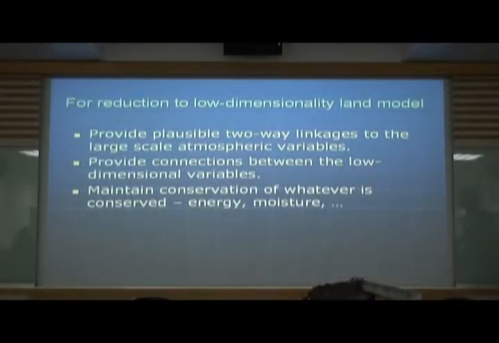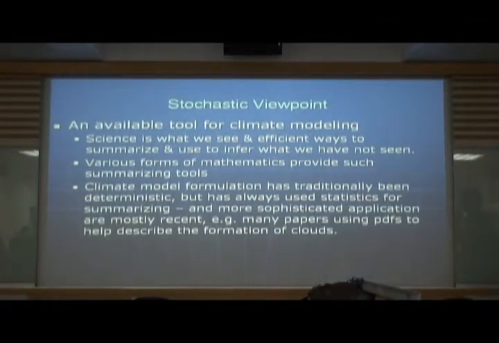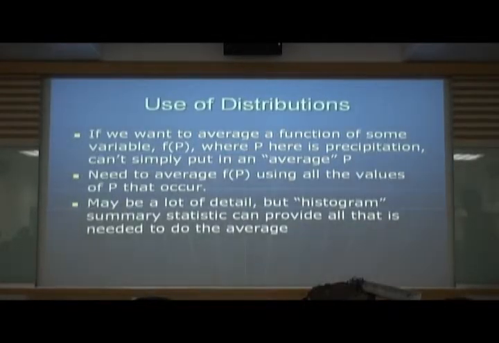So we want to reduce very complicated systems to lower dimensions and provide plausible two-way linkages to the large scale atmospheric variables. This is sort of a mathematical problem. When we do this, we want to maintain energy and moisture conservation. Basic conservation laws are with us everywhere, and we have to make sure we keep them. One can do this with stochastic or distributional types of modeling. And that's basically what I've been working on, modeling in the details.